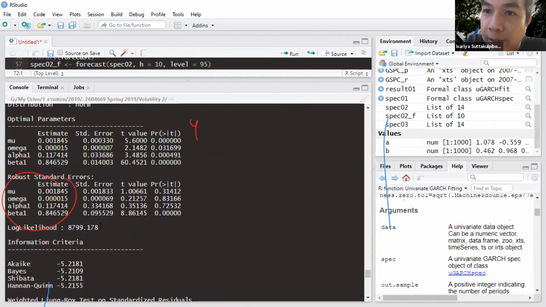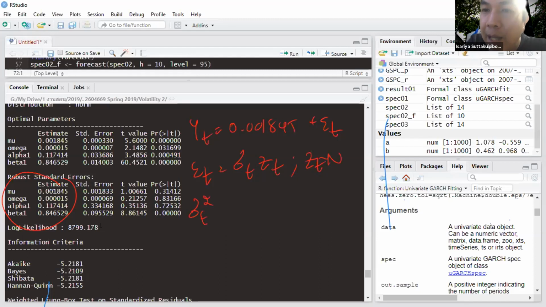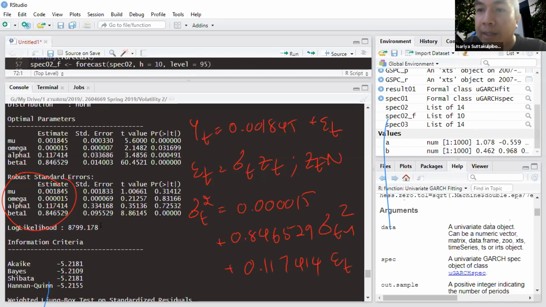Okay, I'm going to write this quickly. Yt equals 0.001845 plus epsilon t. Epsilon t equals sigma t zt, right? Zt is normal, and we have this volatility pattern equal to 0.00015, that's omega, plus, I believe the alpha, okay, I strongly believe that this is going to be 0.846529 sigma t minus 1 square. That's the beta based on my experience. Plus 0.117414 epsilon t minus 1 square.